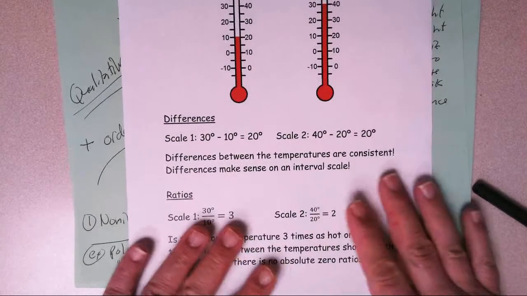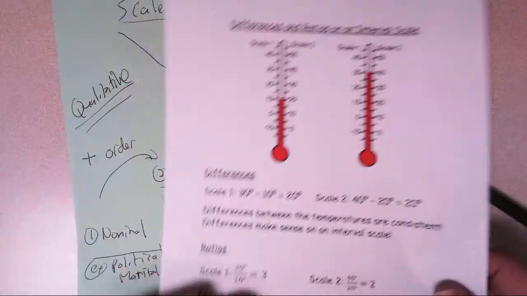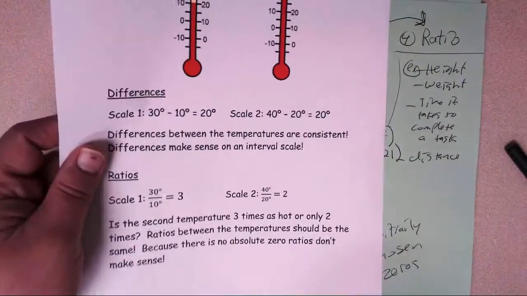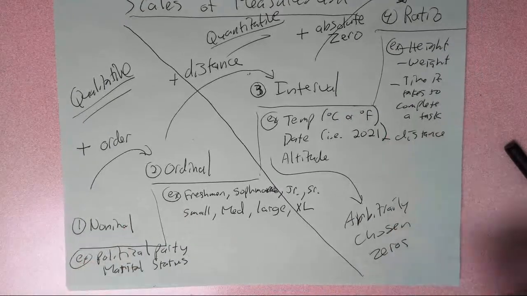So this is pretty abstract. This is not anything you have to worry about. It's not going to be on the homework or the test. But that is why the absolute zero is important and why there's that difference between the two scales.